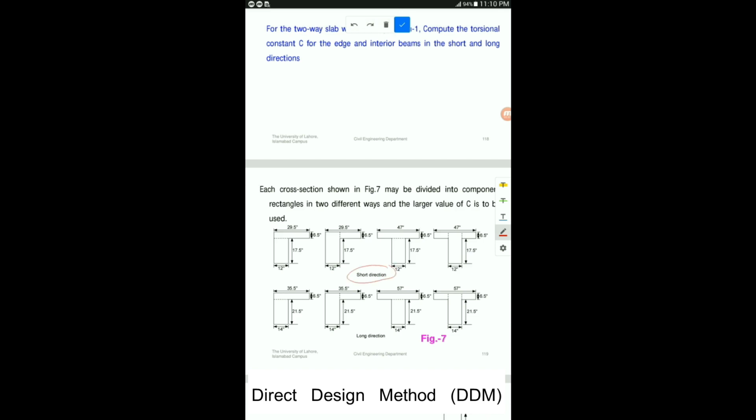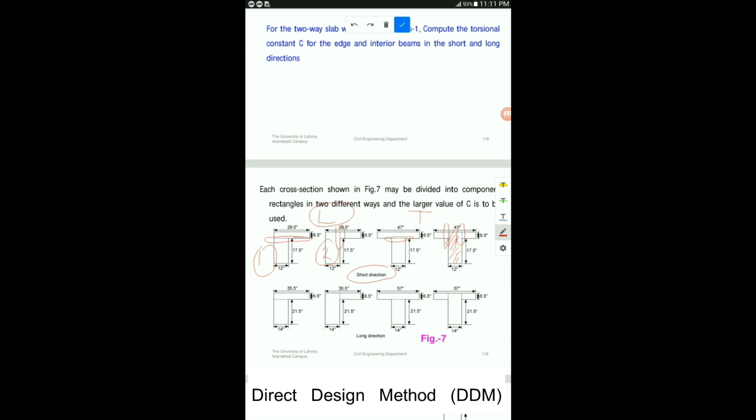This is for short directions. These are for T-beams and this is for L-shaped beams. For each L-shaped beam, I can either make a line here or make a line here, and then I'm going to calculate torsional constant for case 1, and then for case 2. The higher value will be selected. Similarly, we're going to apply the same calculation on this T-shaped beam. Here I just make a line like this one, making two rectangular components. And in the second option we have three rectangular components, one made by cutting a line here. So this will be the first rectangular component as we already discussed.